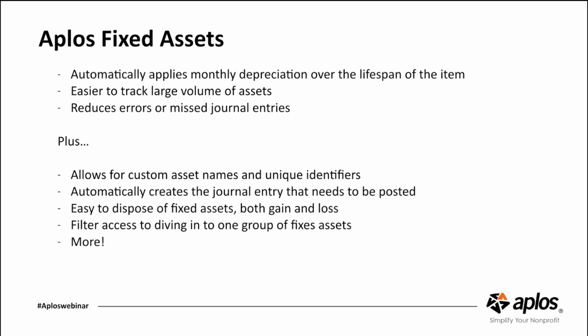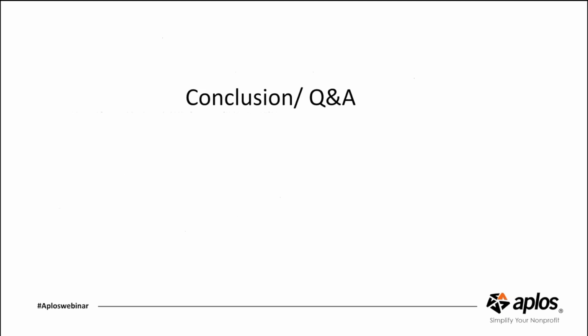And you can also filter access into diving into one group of fixed assets. That meant it's supposed to say fixed assets, not fixes assets. So if you wanted to show the screen and say, show me all of my buildings, or show me all of my vehicles or equipment or whatever custom thing you set up, it's really easy to filter that screen and only manage the type of asset that you're needing to look at that one time. Plus much, much more. So that is Aplos fixed assets.